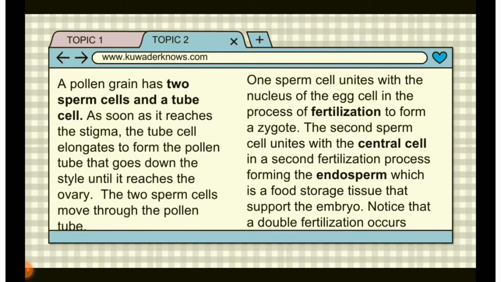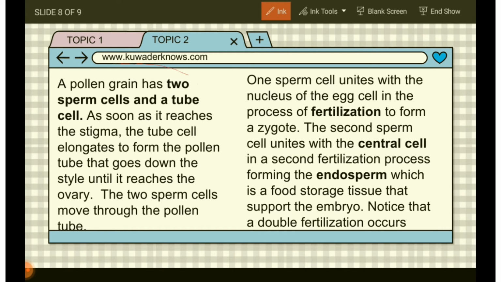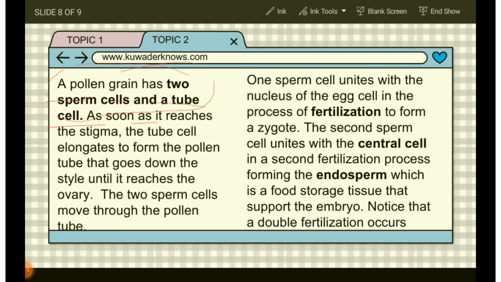A pollen grain has two sperm cells called the tube cell. As soon as it reaches the stigma, the tube cell elongates to form the pollen tube that goes down the style until it reaches the ovary. The two sperm cells move through the pollen tube. One sperm cell unites with the nucleus of the egg, which is called fertilization, to form a zygote.